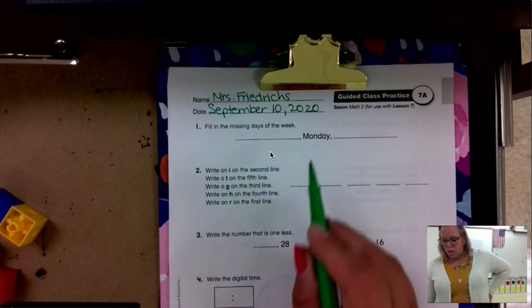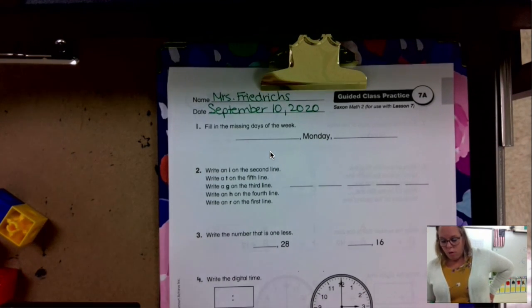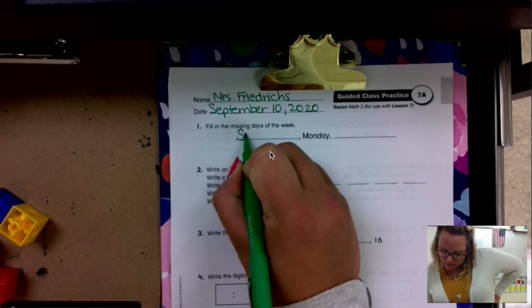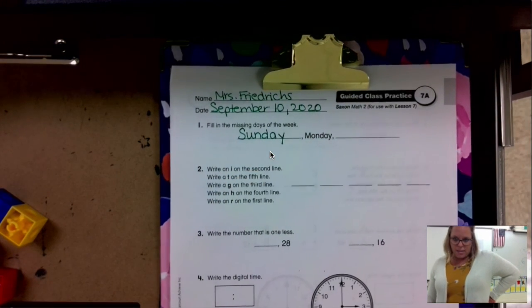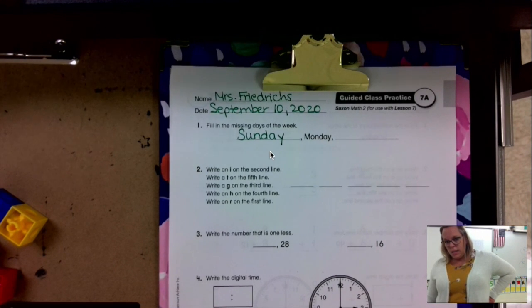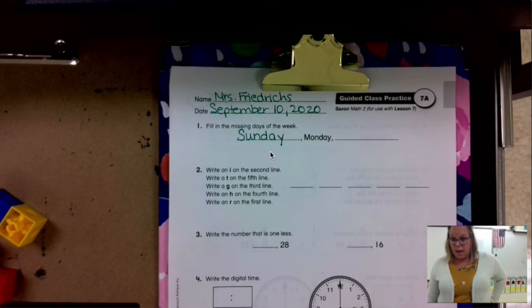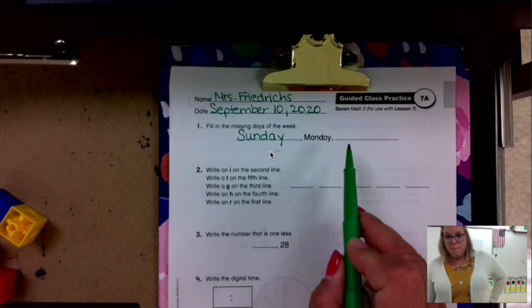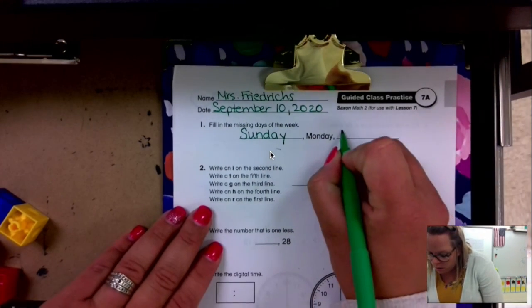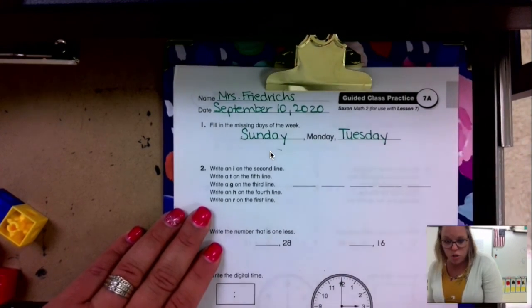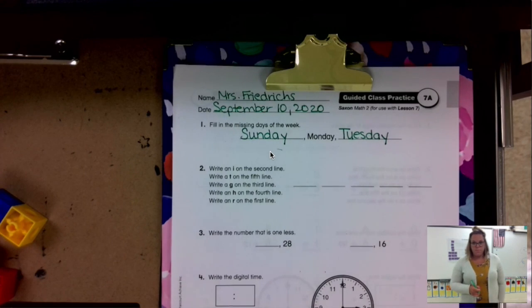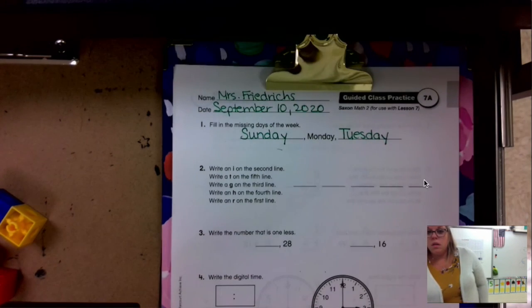What day of the week comes before Monday? Before Monday is Sunday. Capital S for Sunday. S-U-N-D-A-Y. Sunday. So we have Sunday with a capital S. Sunday, Monday, Tuesday. Capital T for Tuesday.